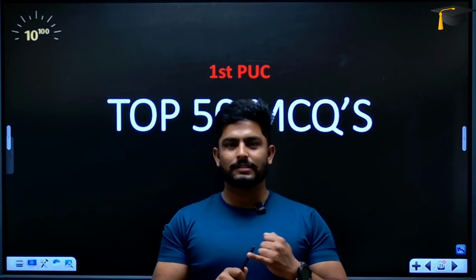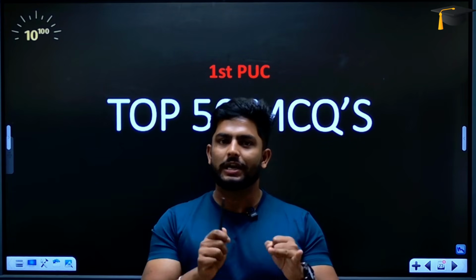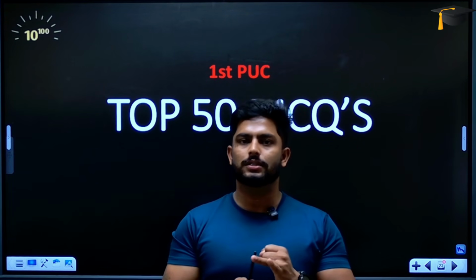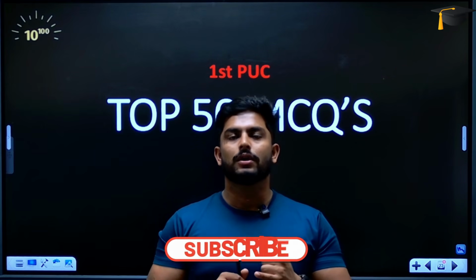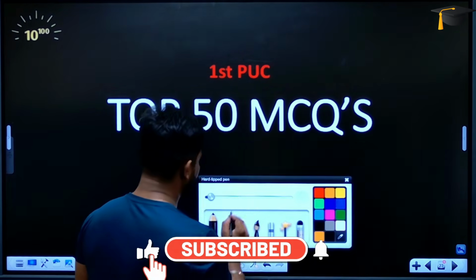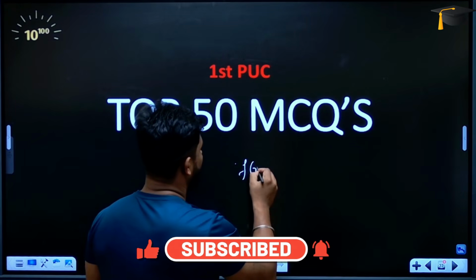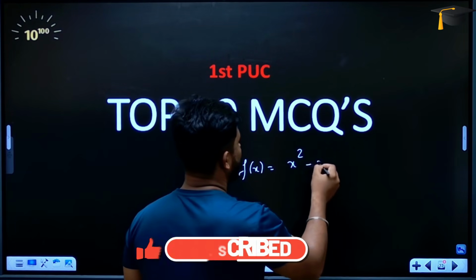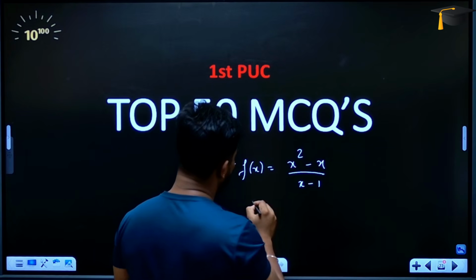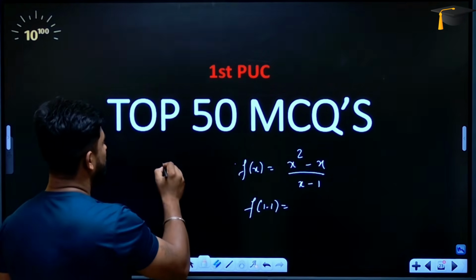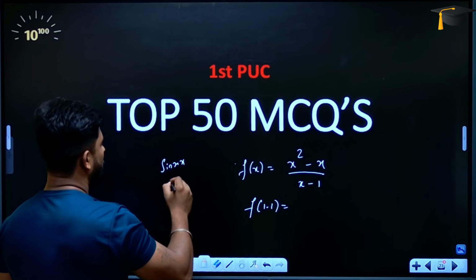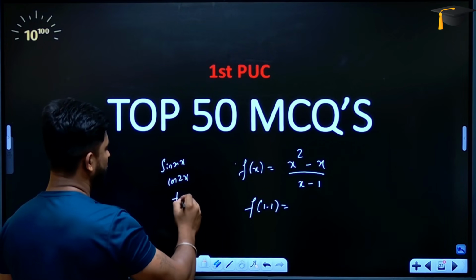So 3 markers are done, 5 markers are done. So only 2 markers are left. So look at these 2 markers. I will roughly tell some of the questions, children. So one is like f of x is equal to x square minus x divided by x minus 1 something. They'll ask you to find f of 1.1. So look at this. Okay. Then sin 2x, cos 2x and tan 2x derivations, look at them.